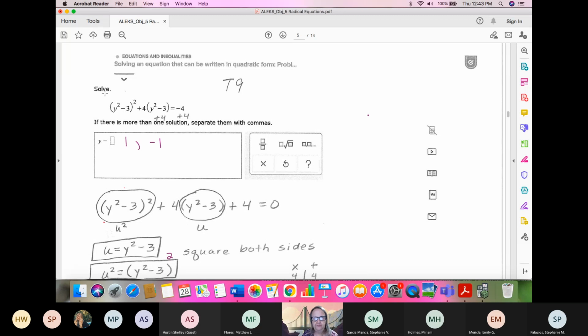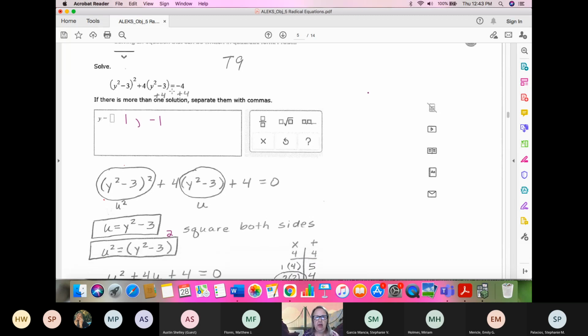So this one, solve this. Now this equation, I copied down the plus sign, the 4, and this right here in parentheses. And then I just added the 4 to both sides. Add 4 and get 0.